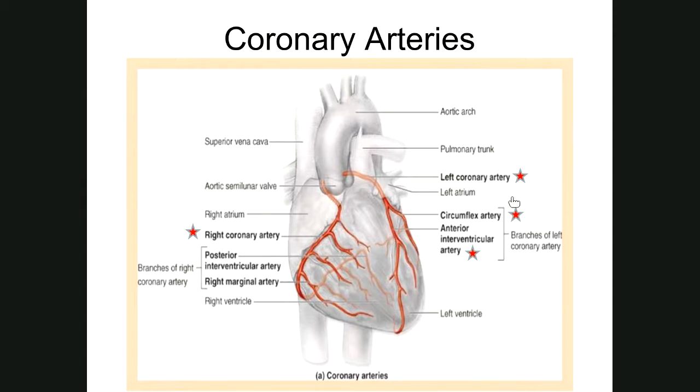And you can see that the left coronary artery is going to branch. It branches into the circumflex artery, which goes around the back, and the anterior interventricular artery, which goes down the front of the heart in between the left and right ventricles. If you looked at an open heart, you would see there's a septum there between the ventricles.